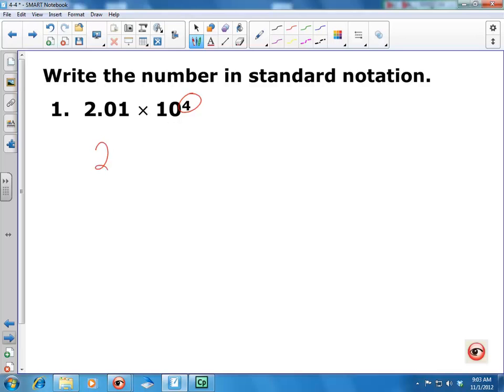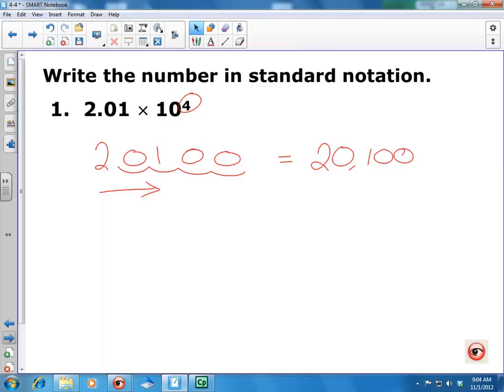So I'm going to have my 2.01, and I have to move my decimal 4 places to the right. So I'm going to go 1, 2, 3, 4. I'm going to fill zeros in there for those guys. So what do I end up with? 20,100. And that's our answer. Nothing else we have to do. Okay? We still have to do a negative one.